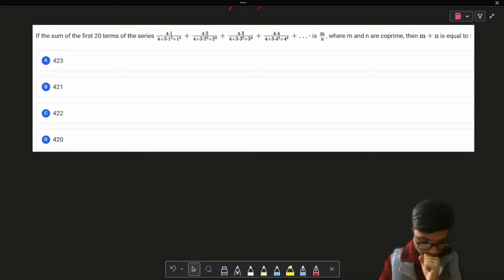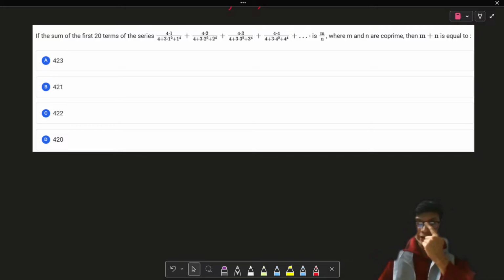So try to solve this problem. Again, not that simple, but however I have to make it simple. So how do we solve this problem?